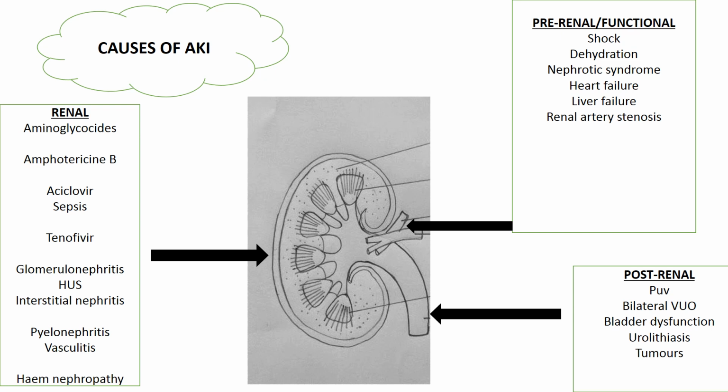And then sepsis, apart from the possibility of it causing shock and therefore reducing perfusion to the kidneys, can also directly injure the renal tissue. So that can also be a cause of renal AKI.